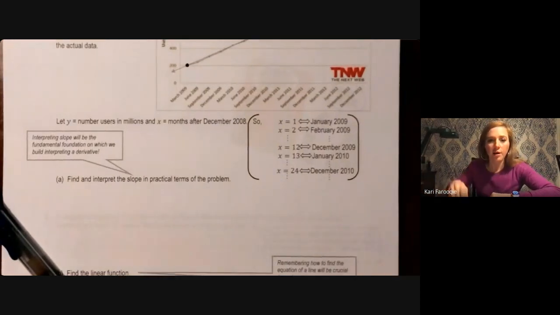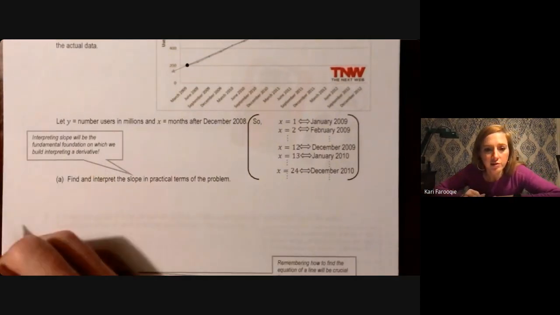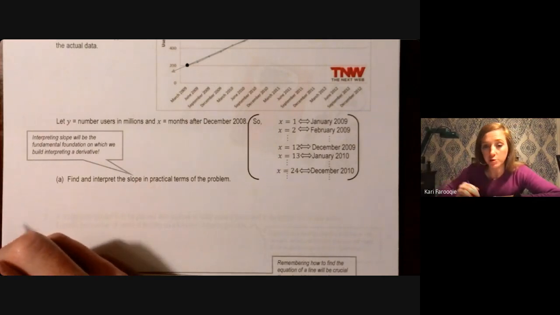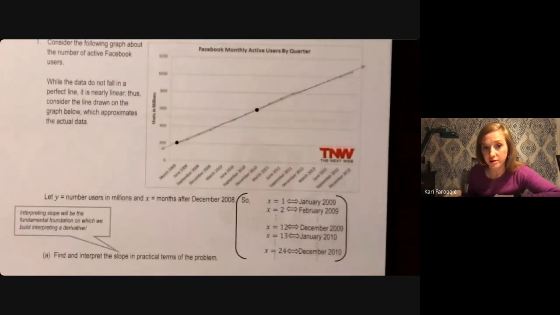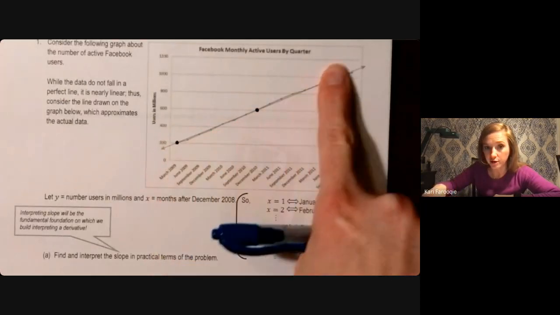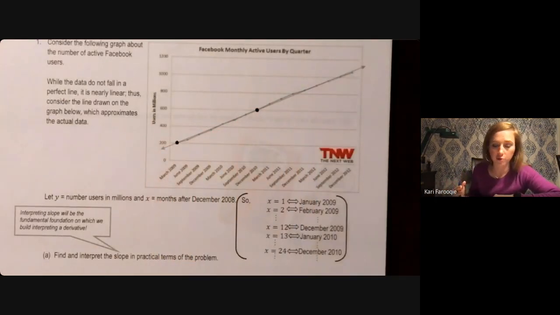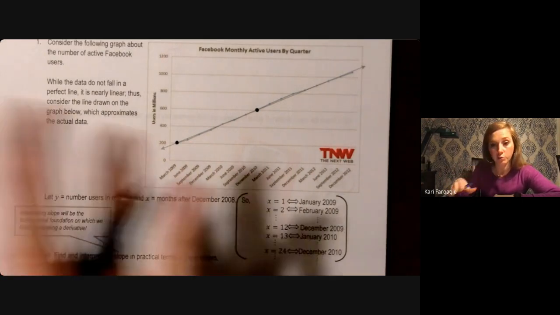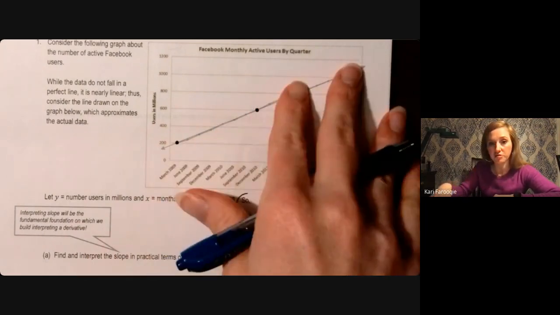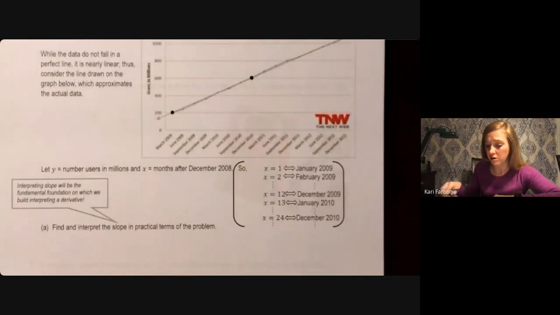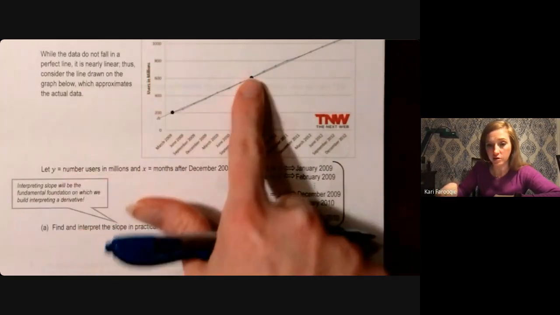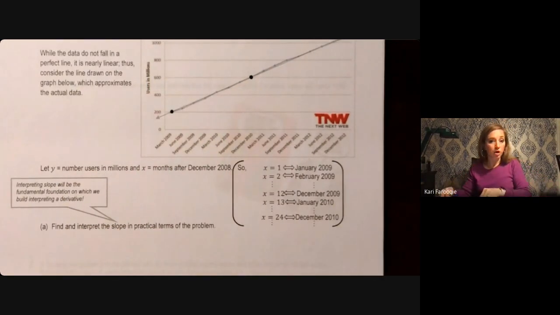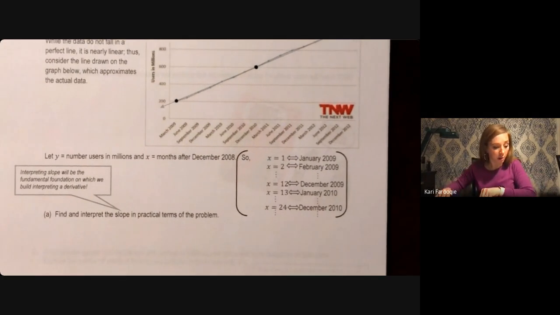All right. Awesome. So first, we're going to find and interpret the slope in practical terms of the problem. Now, one thing you might want to note right away is that this line is very clearly going up from left to right. So you're expecting the slope is going to be positive. Earlier, we had discussed depreciation of a machine 2 sections ago. And because it was depreciating, we saw that that value was going down from left to right. This is the opposite situation. So we're expecting the slope is going to be positive because the number of users over time is increasing. So we're going to find and interpret that slope in practical terms of this problem.